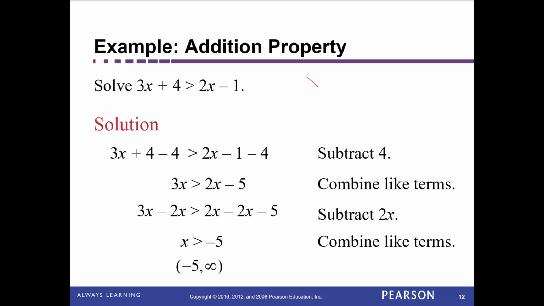So I have the inequality x is greater than negative 5. It didn't say to write this in interval notation. It just said solve. But that is x is greater than negative 5 in interval notation.